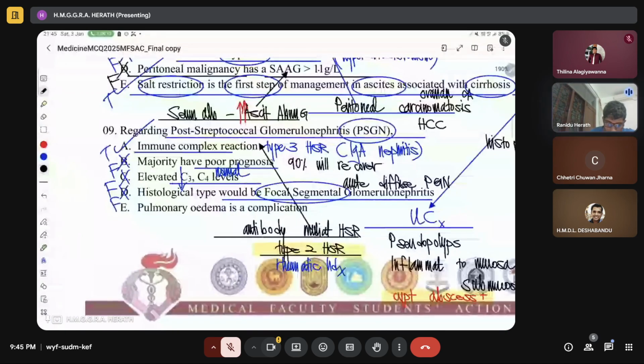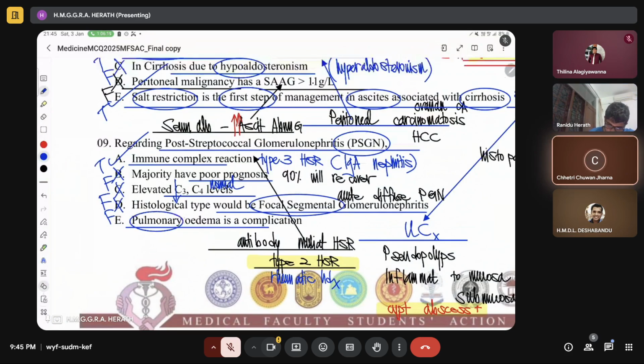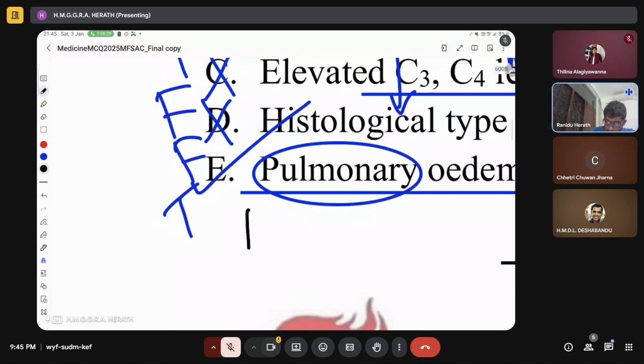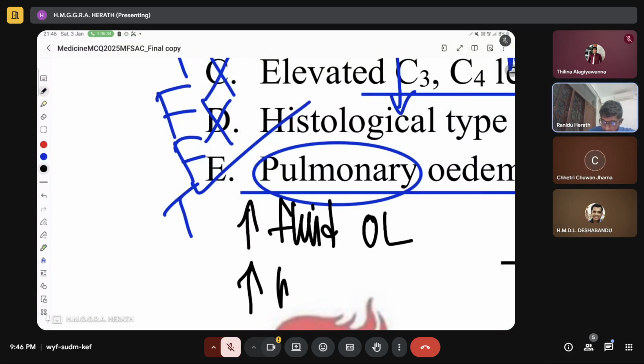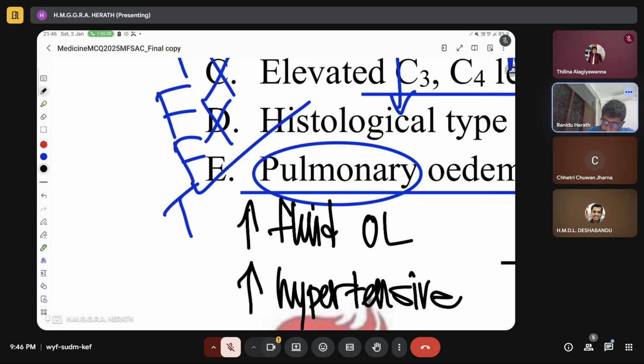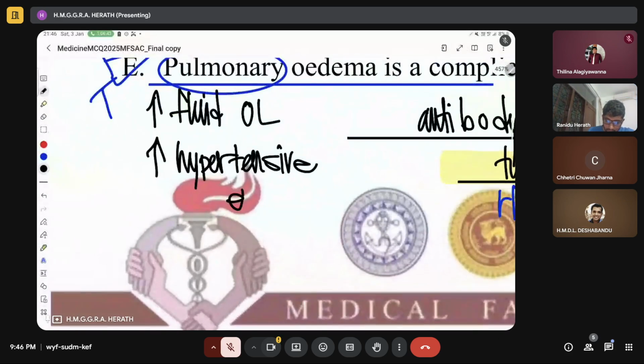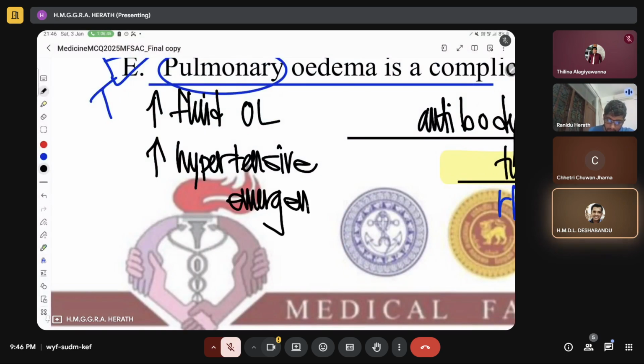Pulmonary edema is a complication. True or false? True. Because this can cause fluid overload due to renal failure, and this can also cause hypertension. So if there is a hypertensive emergency, this can present as pulmonary edema. Understood? Okay. So we go to the next one.